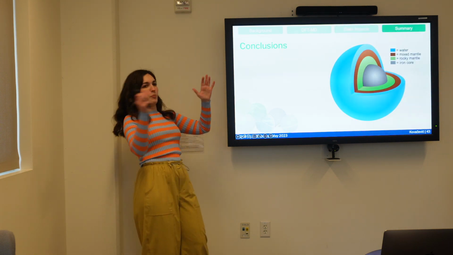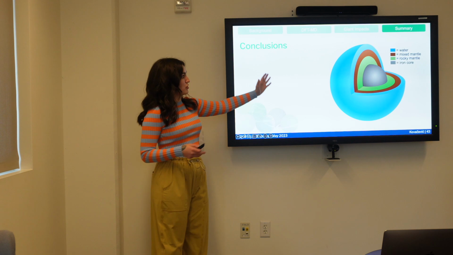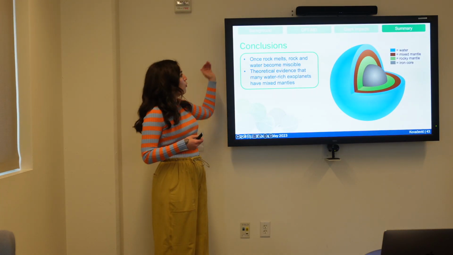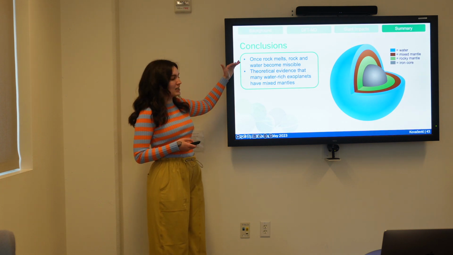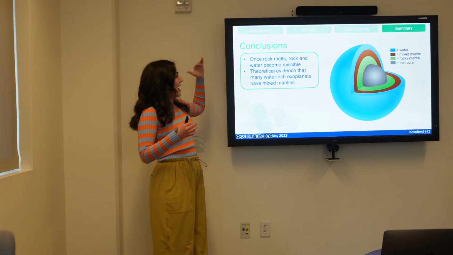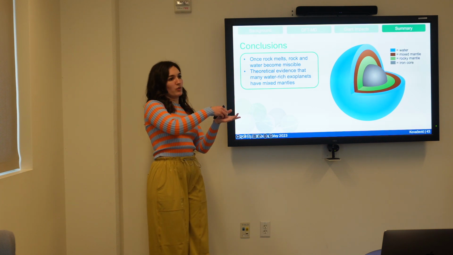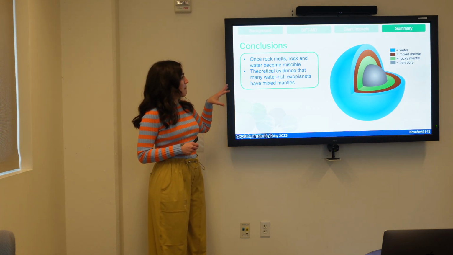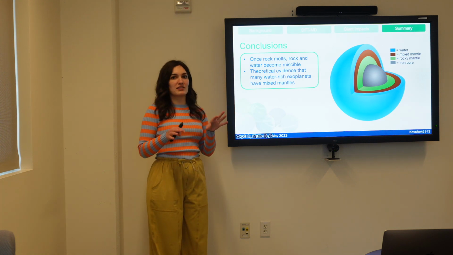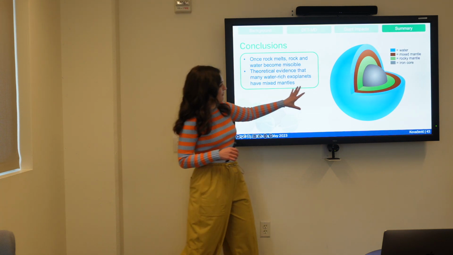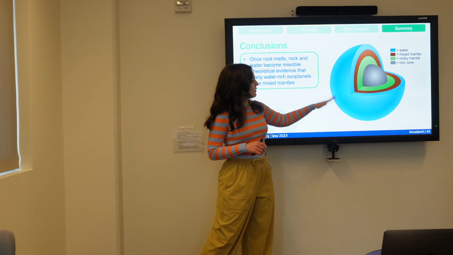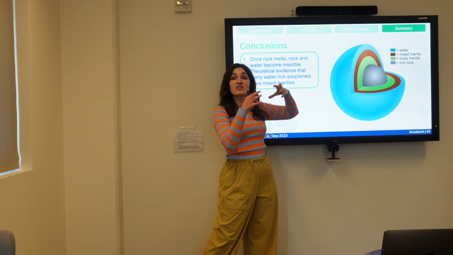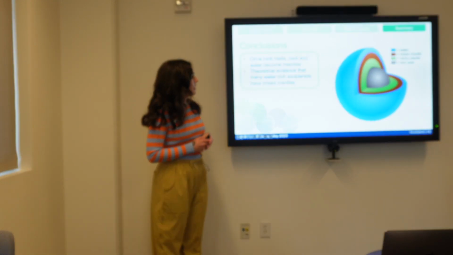That's super exciting because our main conclusion was, one, once rock melts, rock and water become completely miscible, and two, once we pair that with the impact simulations, we're able to provide theoretical evidence that many water-rich exoplanets have mixed mantles. So we want to update that figure I showed before, where instead of 3 layers, now we have 4 layers, and we're incorporating this mixed mantle into that interior profile.